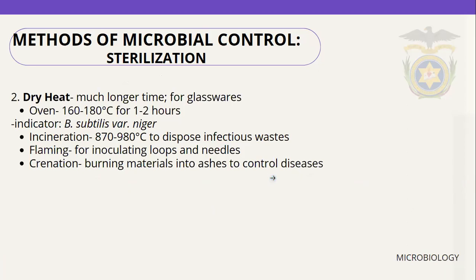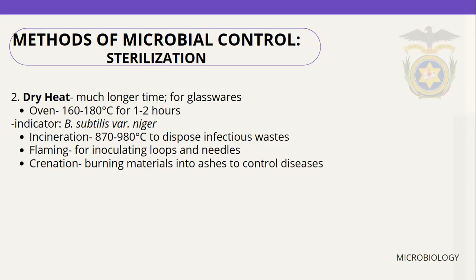The next type of physical method of sterilization is dry heat, and it requires a much longer time. We often use this for our glasswares. Our first example is the oven, which we use at 160 to 180 degrees Celsius for 1 to 2 hours, and it's for glasswares, cotton swabs, oils, and powders. Our indicator there is Bacillus subtilis var. niger.